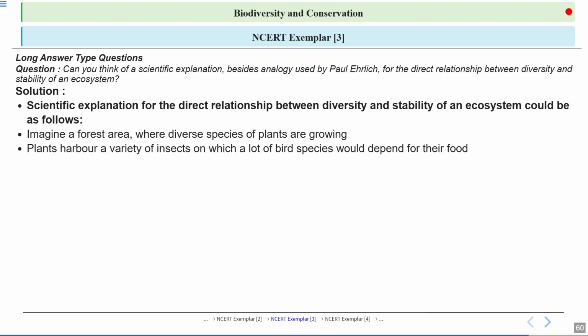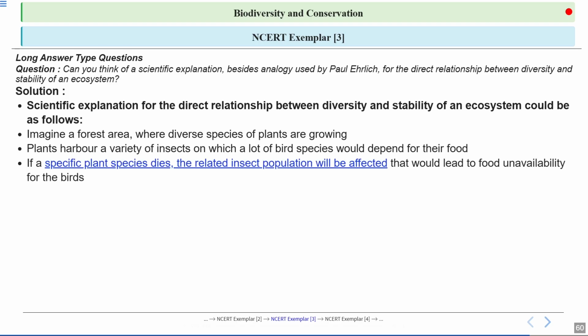Now, plants harbor a variety of insects on which a lot of bird species would depend for their food. Okay, so we have discussed this. Let's understand this again. Suppose there is a plant and this plant is harboring a variety of insects, and on these insects, a lot of bird species would depend for their food. So, if a specific plant species dies, the related insect population will be affected, and that would lead to food unavailability for the birds.